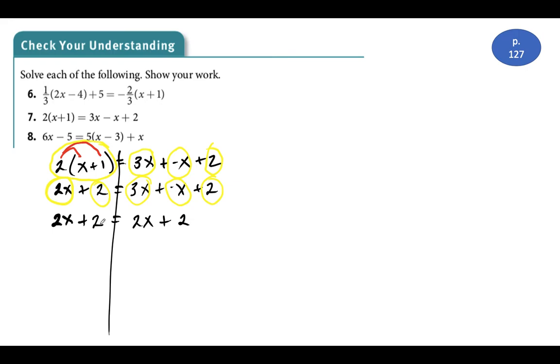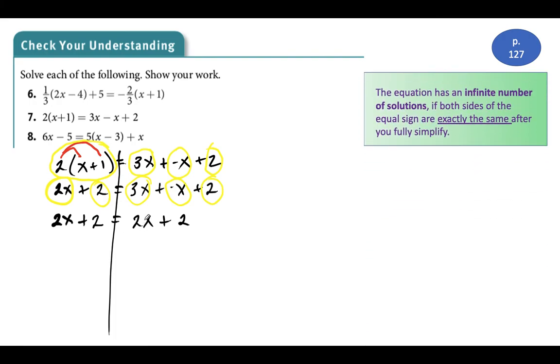Let me pause for a minute right here. Look at this equation. What do we have on the left? 2 x's and 2 1's. What do we have on the right? 2 x's and 2 1's. Both sides of this equation are exactly the same. That is how you're going to spot that you have an infinite number of solutions.